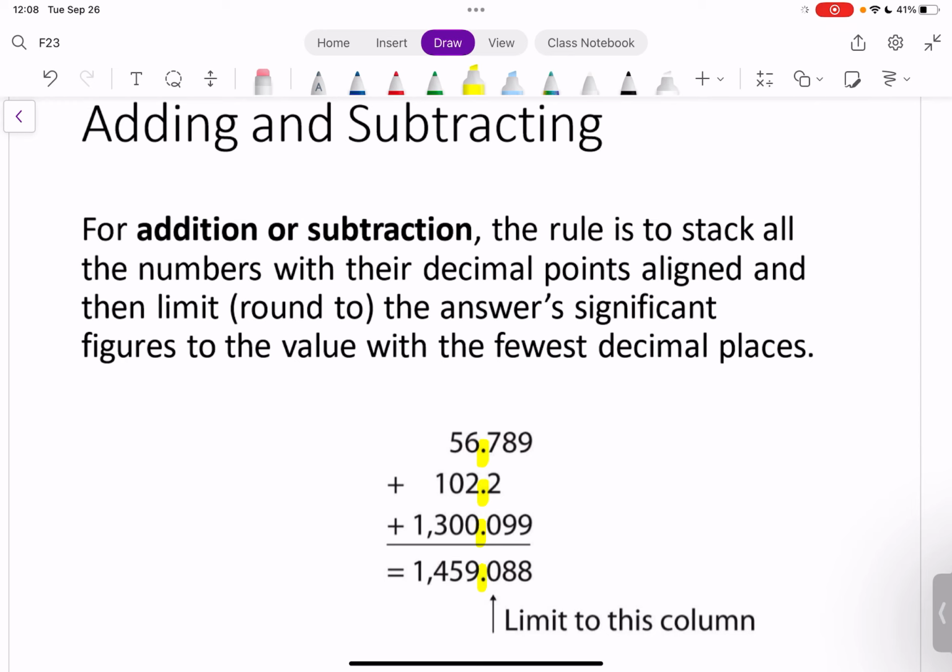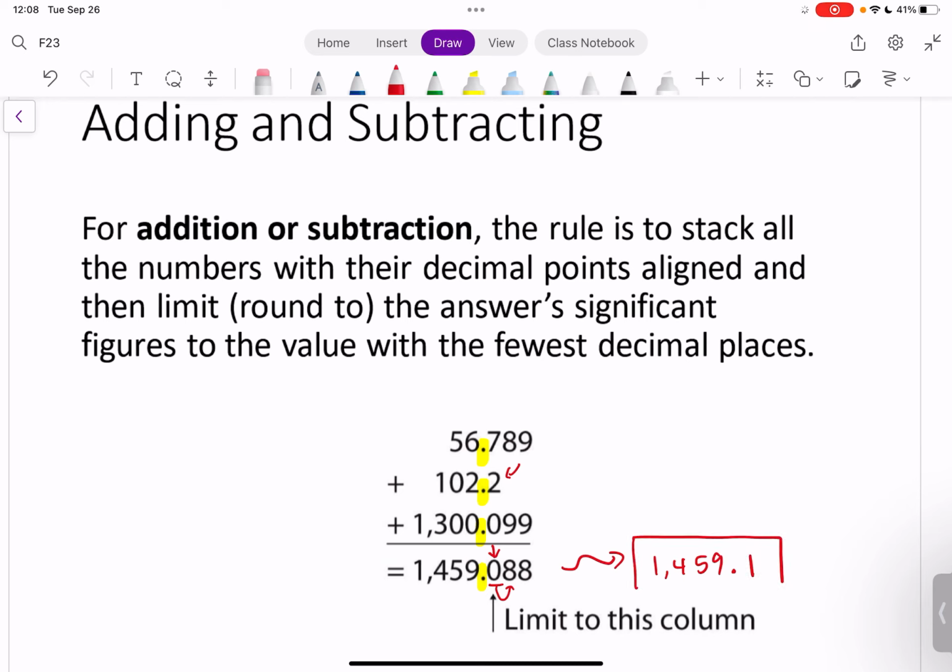All right, so again, what we want to do is line up all our decimal places and then round to the fewest decimal places. So when we get to our final answer here, our calculator is going to spit this out, and we want to round to the 10th place. So we're going to round to that place right there. We got to look at our next door neighbor and say, okay, is our next door neighbor 5 or higher? In this case, yes, it is 5 or higher, right? It's 8. So we're going to round this number to 1. So we would round this to 1459.1. That would be our final answer expressed with the correct sig figs.